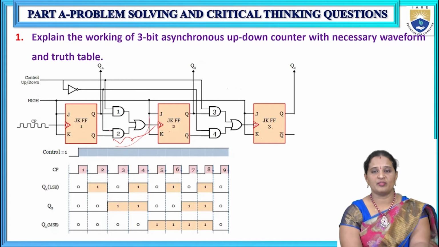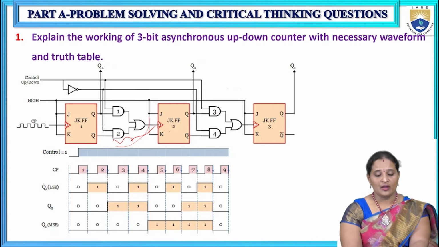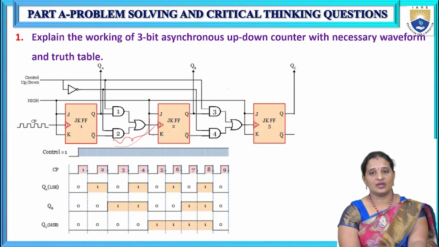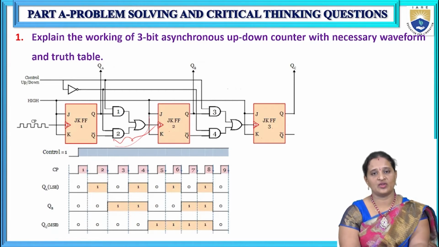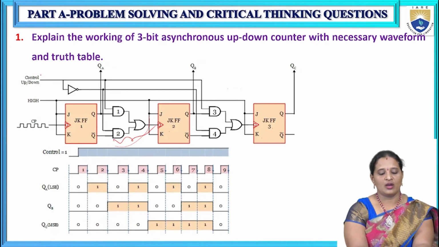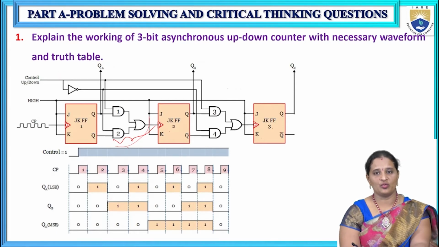One thing we have to remember: the counter performs up counting when the Q output of one flip flop is given as clock input to the next flip flop. If Q bar is connected as clock to the next flip flop, then it performs down counting. So depending on the up or down control input, either Q or Q bar will be connected as input to the next flip flop, and hence it can perform up or down counting.